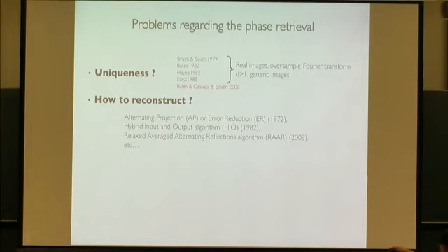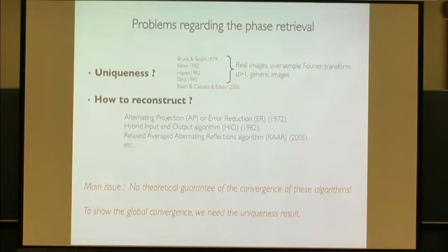For example, the alternating projection algorithm, AP algorithm, error reduction, which was proposed in 1972. It has been quite widely used in the field. And this HIO algorithm, RAAR algorithm, and several others. That sounds good. However, there's a main issue. Up to now, there is no theoretical guarantee of the convergence of all these algorithms. People just try, and different teams use different algorithms, and they compare to each other.